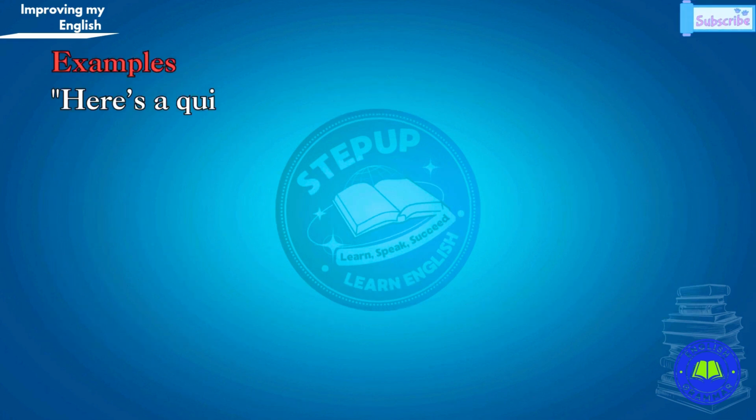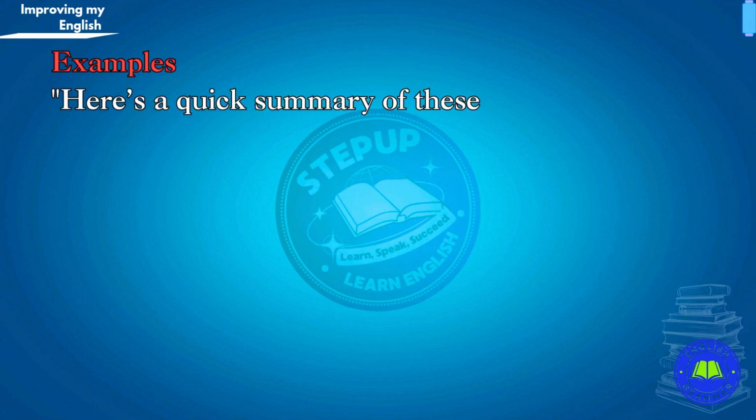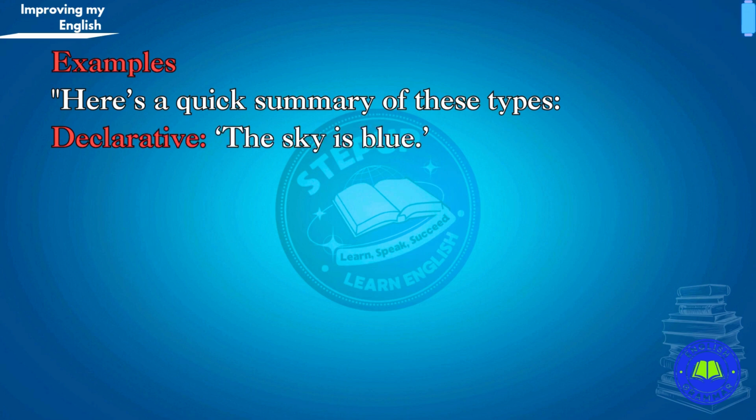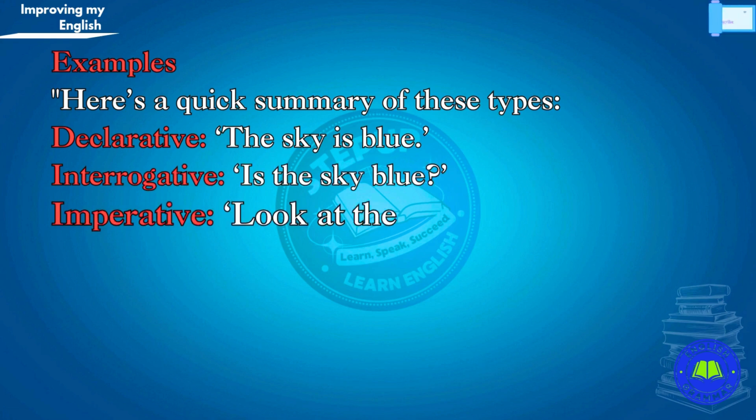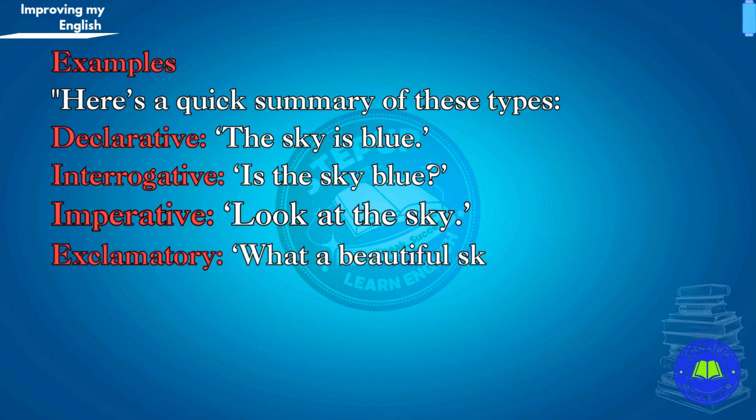Examples. Here's a quick summary of these types. Declarative: the sky is blue. Interrogative: is the sky blue? Imperative: look at the sky. Exclamatory: what a beautiful sky!